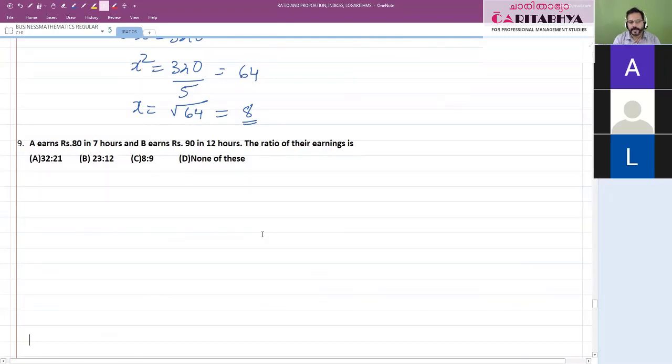A earns rupees 80 in 7 hours and B earns rupees 90 in 12 hours. The ratio of their earnings is? A earns rupees 80 in 7 hours and B earns rupees 90 in 12 hours. So find their earnings in the ratio. Compute the answer.